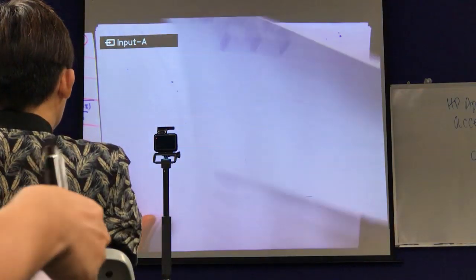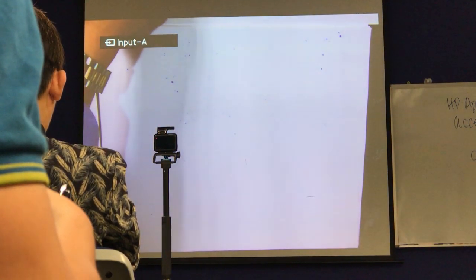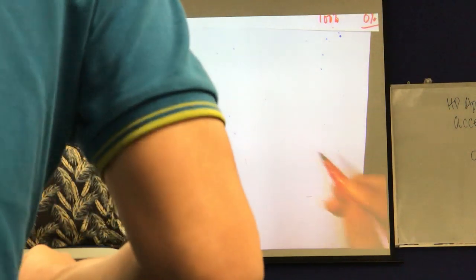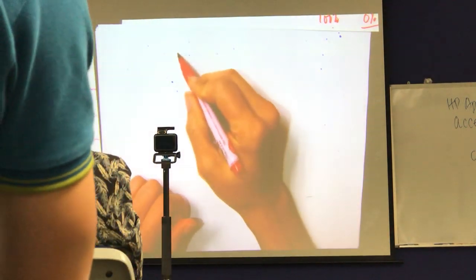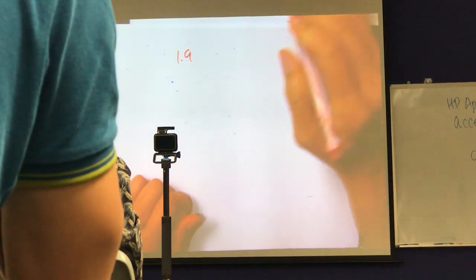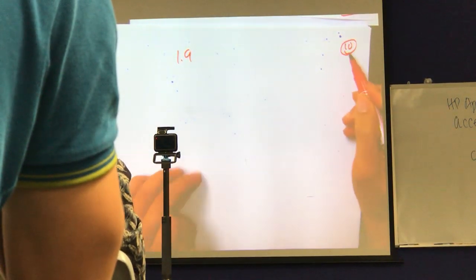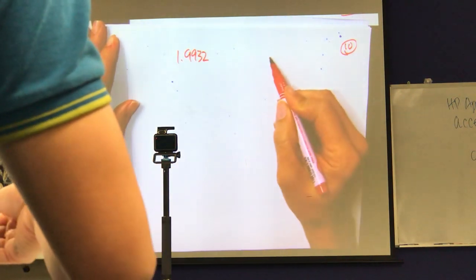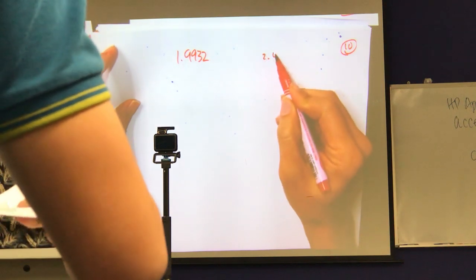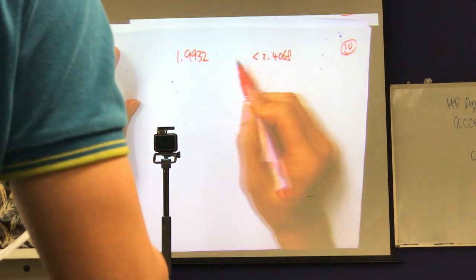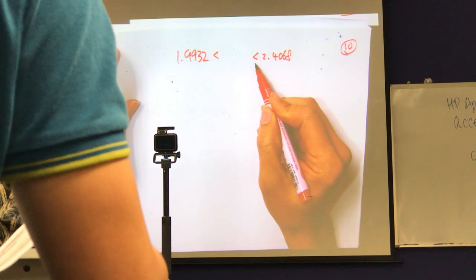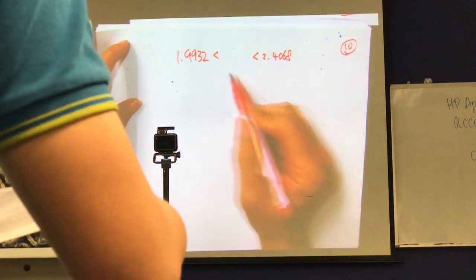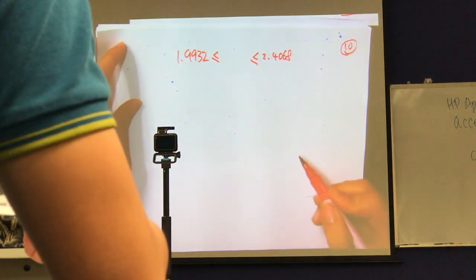In the exam, oftentimes we see students do this one here. Like just now, the example is you have your PowerPoint in front of you. This is 10, that says 1.9932, and the upper limit is 2.4068. Does it matter whether it's an equal sign or not equal sign? It doesn't matter. Later I'll tell you why. You should know. So let's put an equal sign over here.